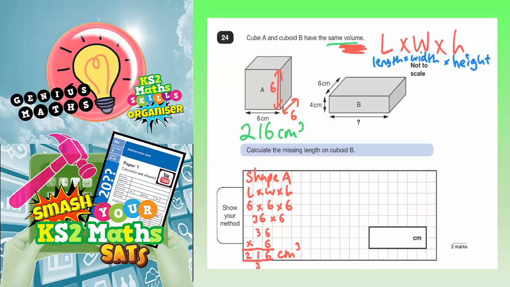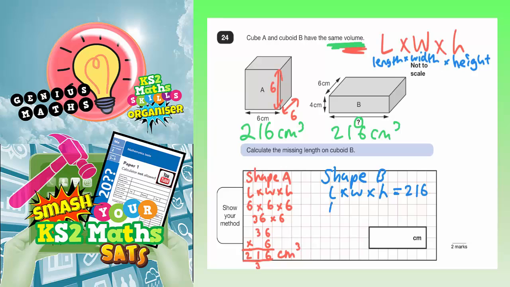Now, it says that they've got the same volume, so shape B must also be 216 centimetres cubed. But this time it's a bit different because we don't know what this mystery question mark is here. But what we do know is that on shape B, it's still length times width times height, because that's always what it is for a cube or a cuboid to get the volume. So length times width times height must be equal to 216.